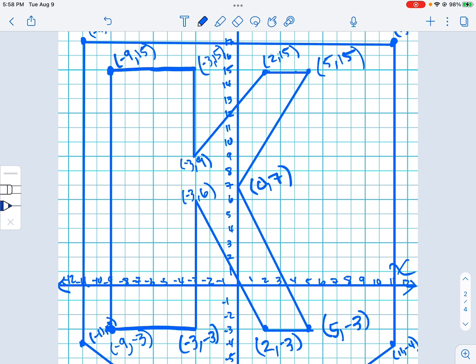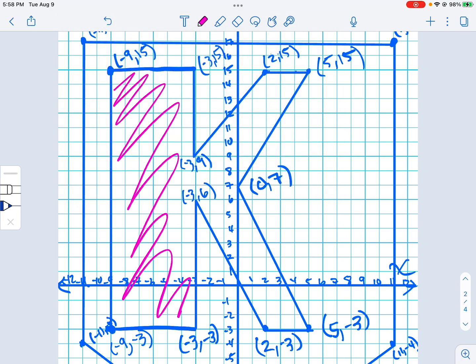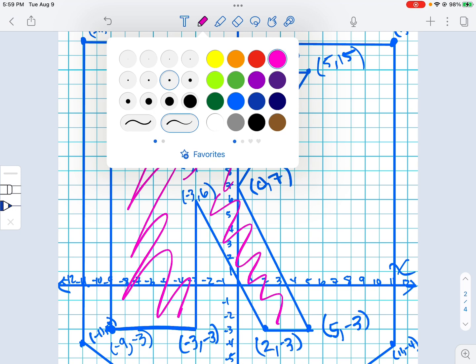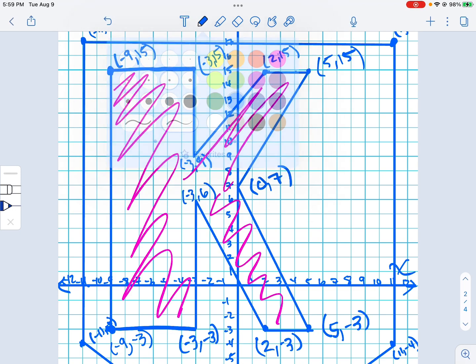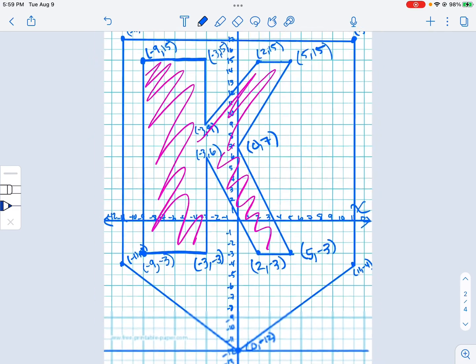So now you would just color it in. Make it fun and exciting. Sorry about that. Now, I should have done a better job of making it, but that's kind of what it should look like.